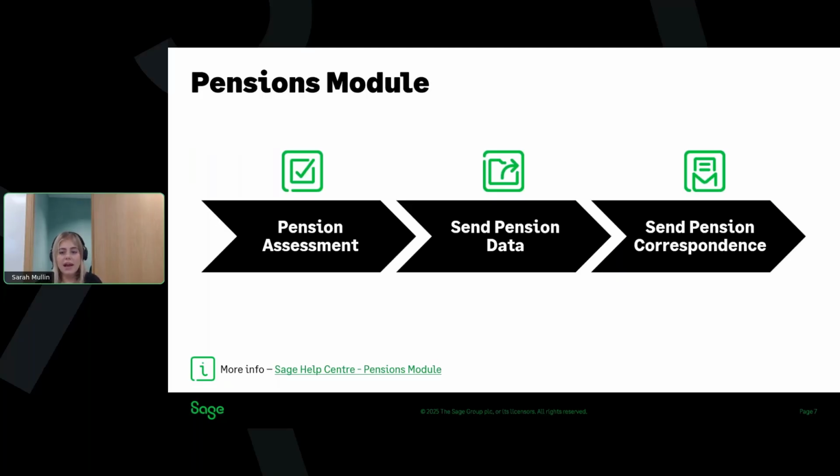So your 3 main areas of your module, that's going to include your pension assessment. That's the process that you run after entering your employees' payments. It's going to check whether anyone needs to be enrolled and gives you options on handling opt-ins, opt-outs and postponements as well.